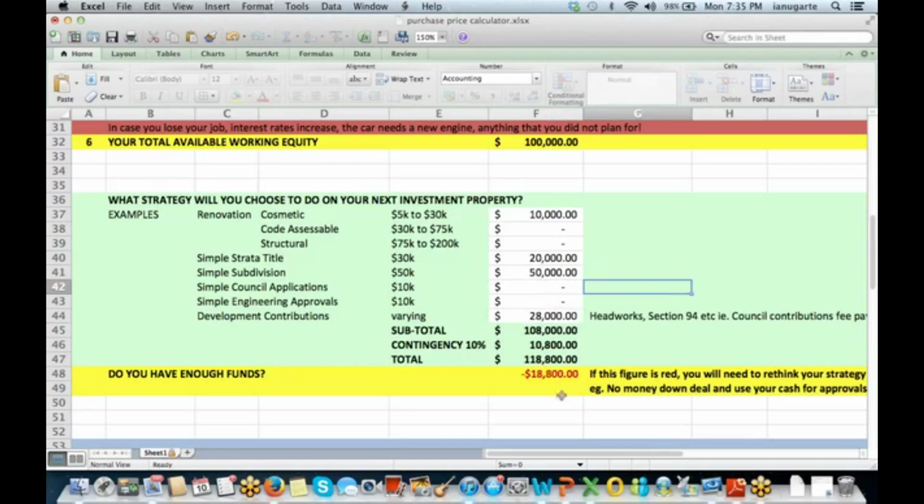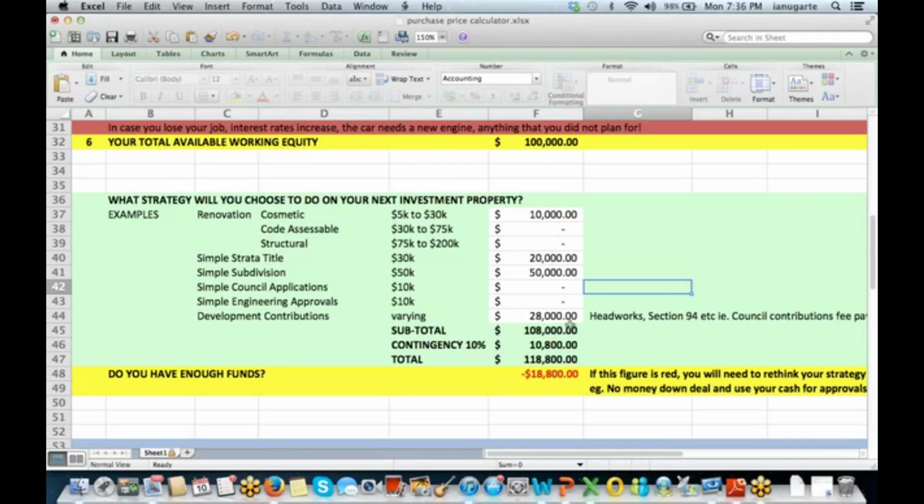All of a sudden, I've got a red figure down here. Now, as soon as you hit a red figure, that means you've run out of money. Okay, so what it means is that if you want to do this deal, you're going to have to find a joint venture partner, and you're going to have to cut some costs by $18,000 odd, right? There is $10,000 of contingency there. So you're going to have to do a JV with the owner. You're going to have to do a JV with another student who has the availability of cash for a deposit and maybe serviceability.